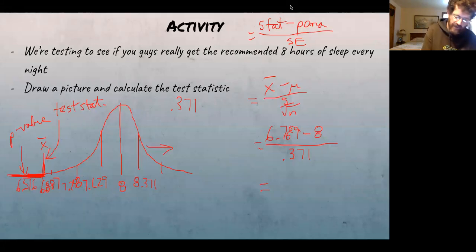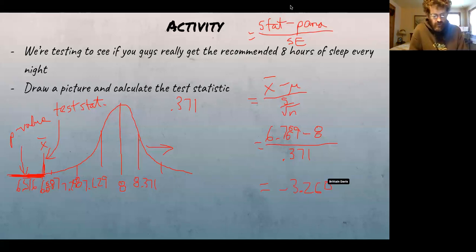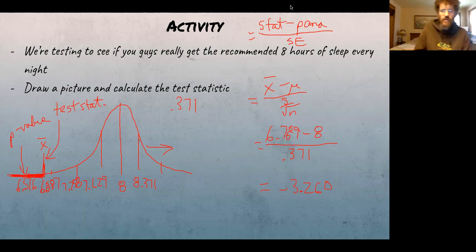All right, and I got negative 3.260. Now your test statistic might be a little bit off from mine, but what I did is I didn't actually use 0.371. I went and recalculated to get more precision and divided by the exact number, which is always a good idea. You should be in this ballpark though. If you were a little bit off, you should be in the ballpark.